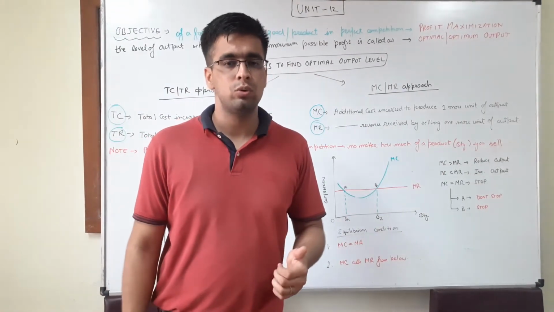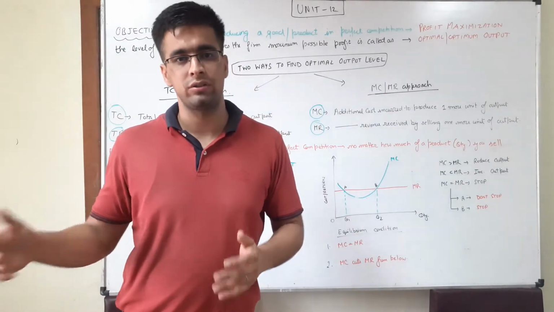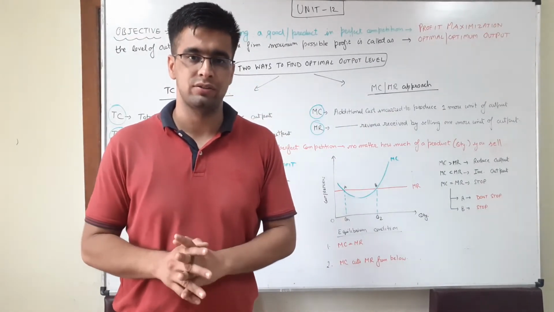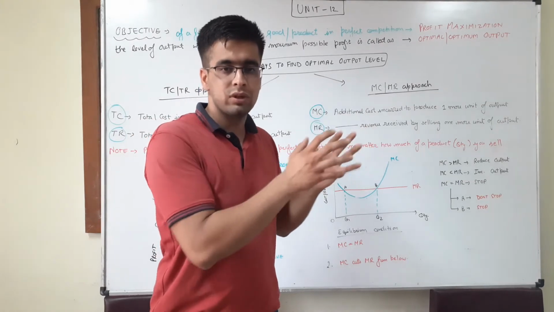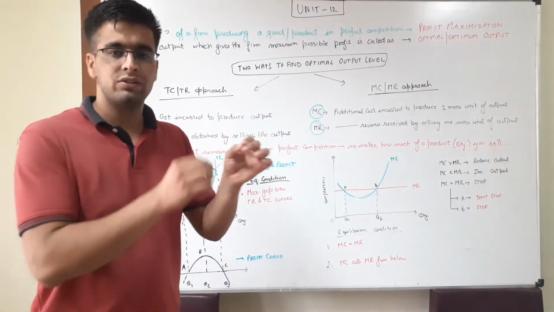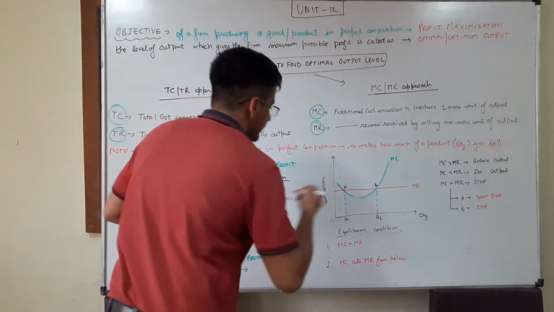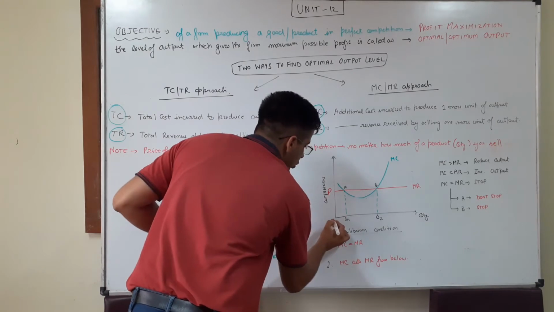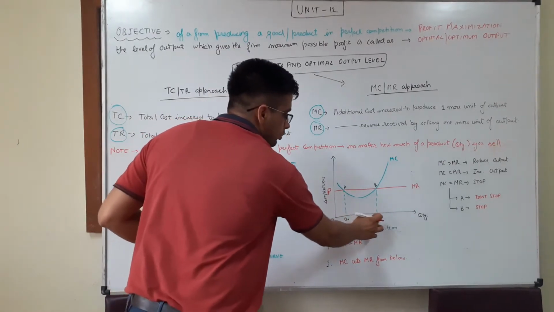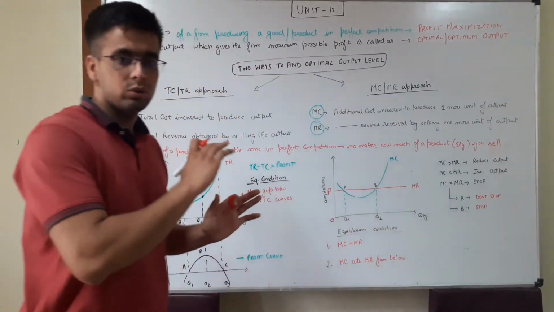As I told you, firms are price takers and quantity adjusters. They cannot affect the price. They'll take the price whatever is given to them by demand and supply forces. At that price they can sell any quantity. That means at OP price they can sell OQ1, OQ2, OQ3, OQ4. That's why this marginal revenue curve will go straight.